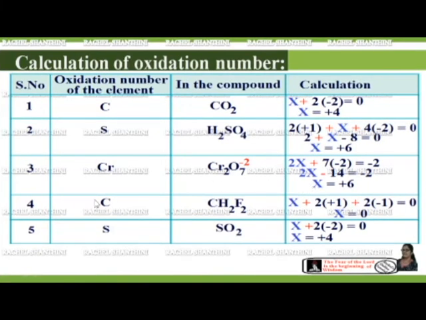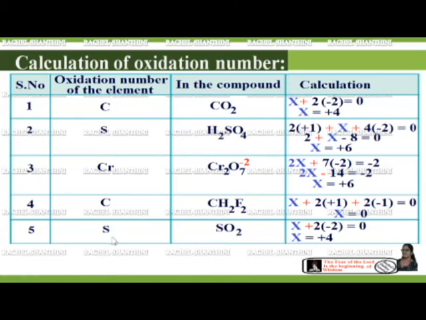Now let us find out the oxidation number of carbon in difluoromethane. Let us assume the oxidation number of carbon as X here. X plus, we have 2 hydrogen, so 2 into oxidation number of hydrogen, which is 1, plus 2 into oxidation number of fluorine, which is minus 1. So X plus 2 minus 2. So this plus 2 and minus 2 get cancelled. So X equal to 0. So the oxidation number of carbon is 0.